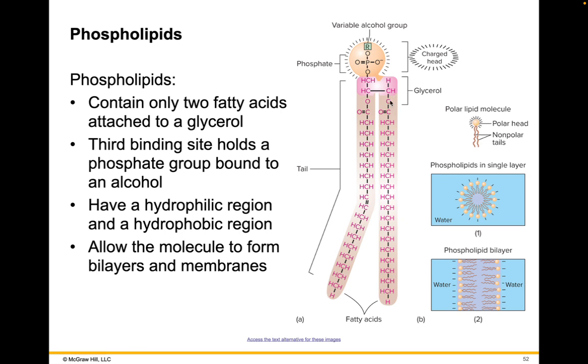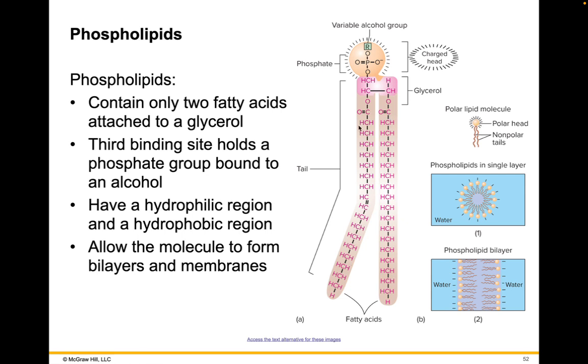So what happens, because we've added a phosphate group up here to this glycerol, we've made this molecule change structure and change its behavior. And this region up here, this phosphate head, is going to be charged now with a negative charge, and therefore is polar. Now, these fatty acids are still nonpolar.